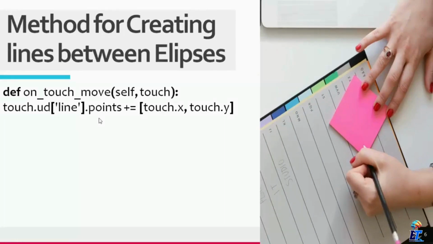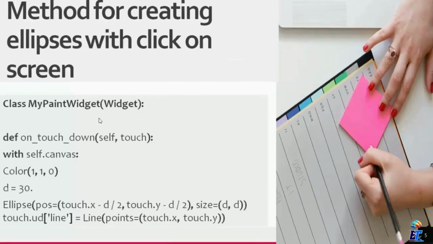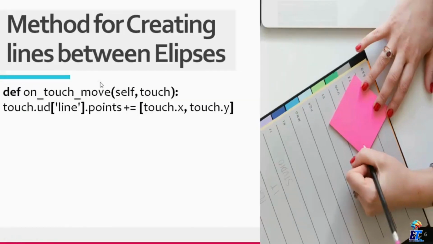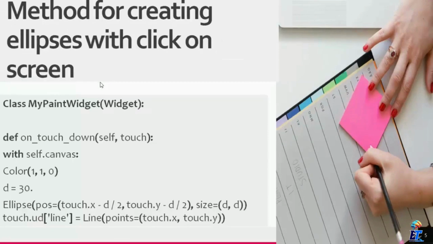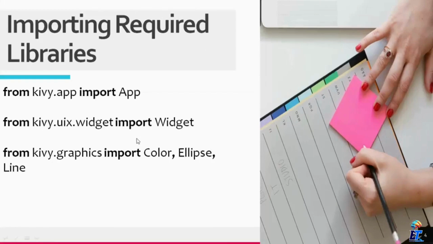Now let's look at the method for creating lines between those ellipses, as we have already defined the line. For doing that, I'm again going to create a method called def, which is definition, and on_touch_move, which is my method name, and provide self and touch, as we also did for creating an ellipse with a click on screen.